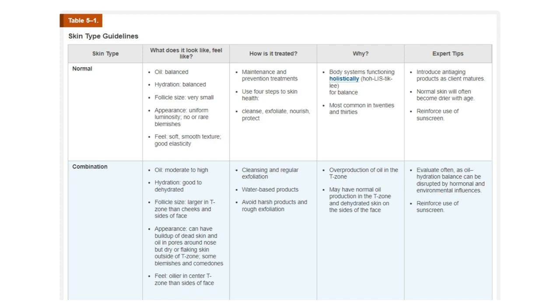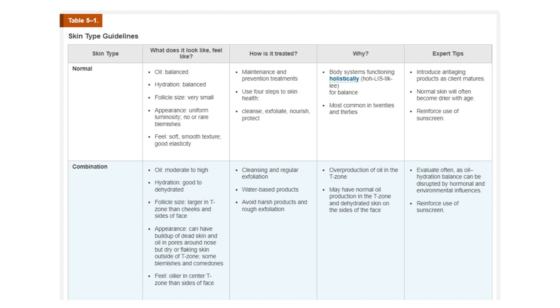What does it look like, feel like? Oil, moderate to high. Hydration, good to dehydrated. Follicle size, larger in T-zone than cheeks and sides of face. Appearance, can have buildup of dead skin and oil in pores around nose but dry or flaking skin outside of T-zone, some blemishes and comedones. Feel, oilier in center T-zone than sides of face.